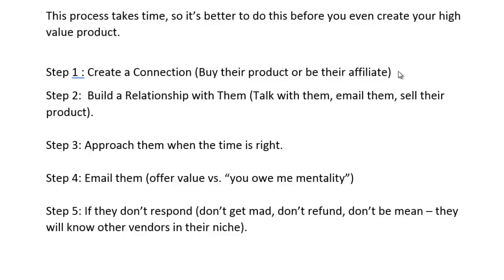So step 5, don't get mad, don't refund, don't be mean or anything, because highly likely if they're an authority in their niche, they are more likely to know other vendors. So if you get mad at them, they're going to tell their friends, or it might just come up in conversation. And if that's the case, then it's going to be hard to break into that niche. Does that make sense? So that's the process. Very simple, very easy to do.